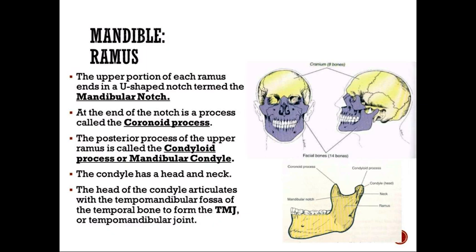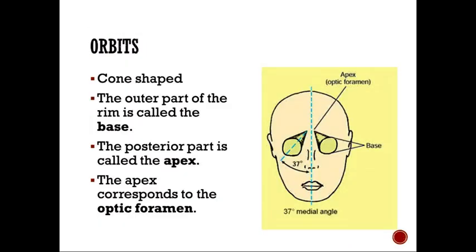The upper portion of each ramus ends in a U-shaped notch termed the mandibular notch. At the end of the notch is a process called the coronoid process. The posterior process of the upper ramus is called the condylar process or condyloid process or mandibular condyle. And the condyle here, you can see, has a head and a neck. And the head of the condyle articulates with the temporomandibular fossa of the temporal bone to form the TMJ.